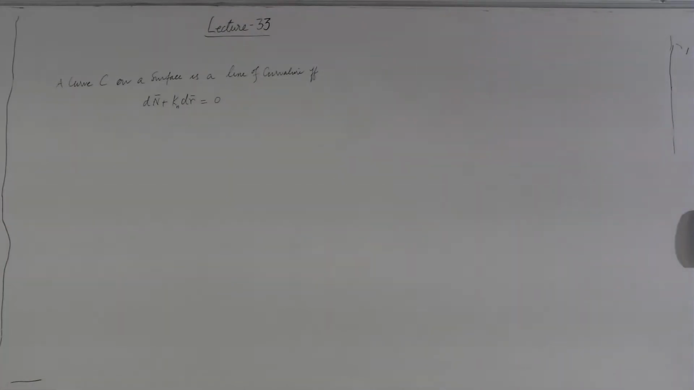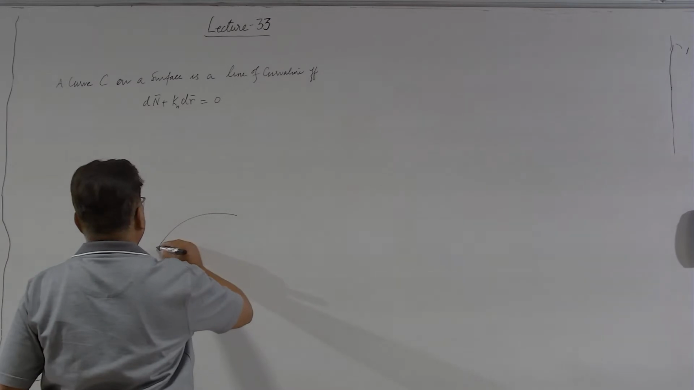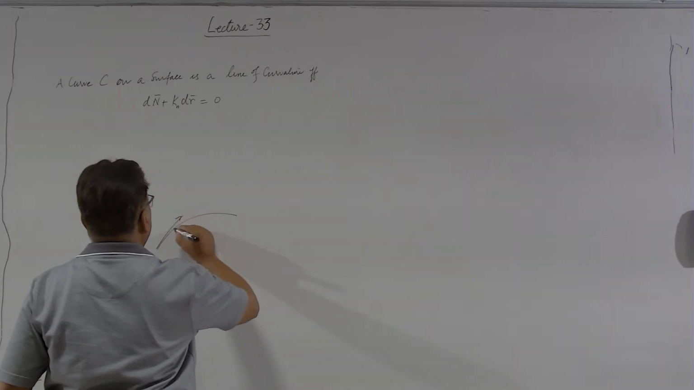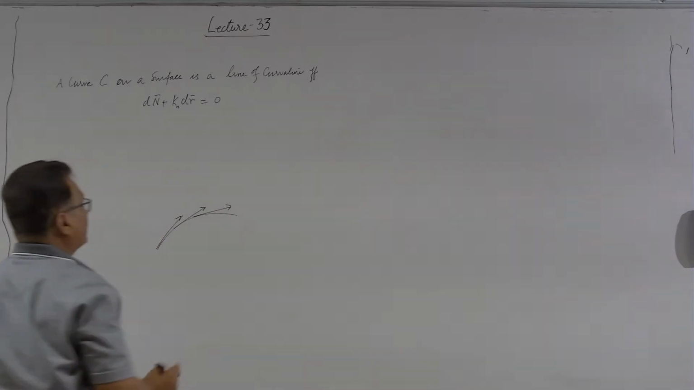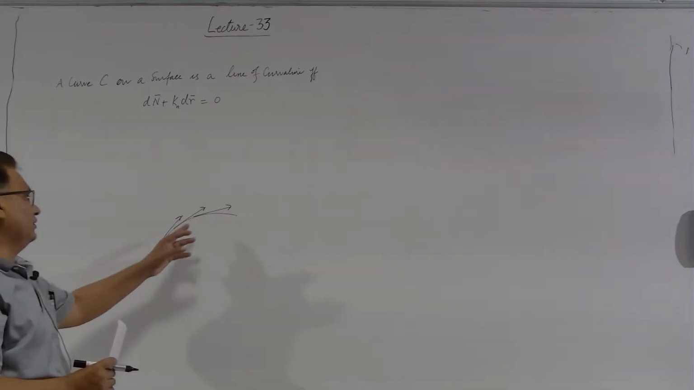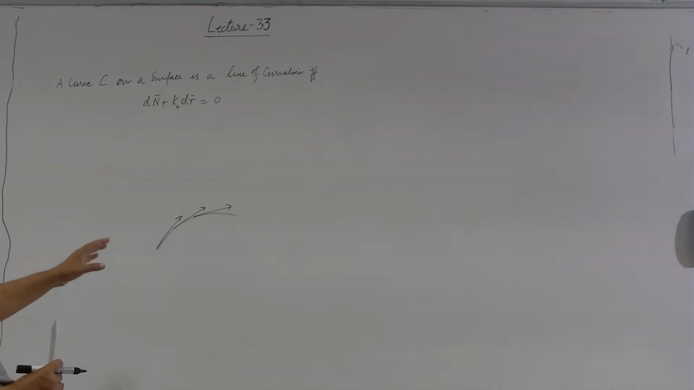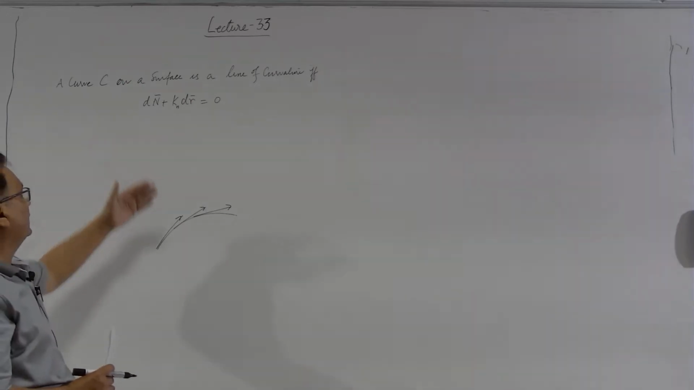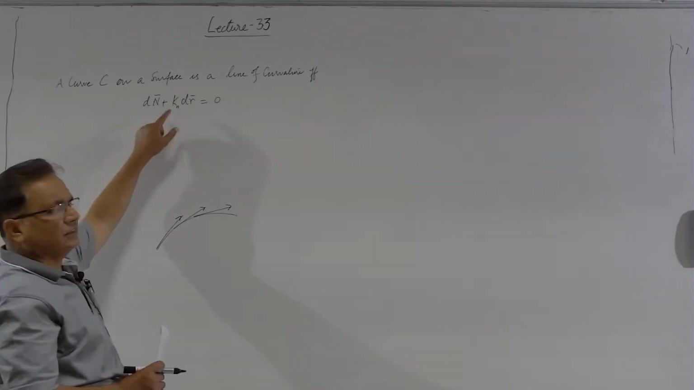Yesterday, I said the same condition in terms of principal directions, because what happens is, if you look at a curve over a surface, if at every point the tangent is in the direction of principal direction, then the curve is said to be a line of curvature. So, the same statement can be written in terms of the line of curvature as follows: dn plus k_n dr equal to 0, where k_n is the normal curvature.